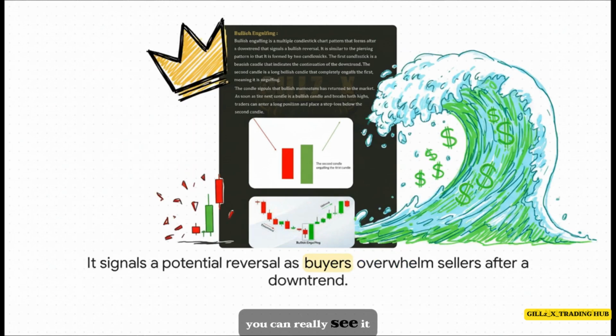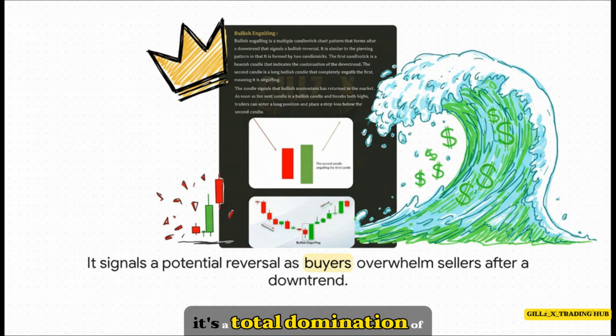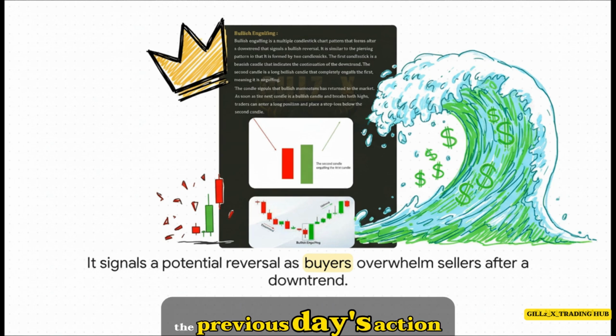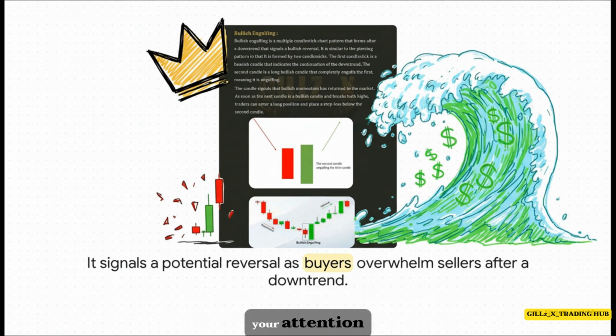You can really see it here. The sellers had their moment with that red candle, but then this absolute wave of buying just comes in and wipes them out. It's not just a little win for the buyers, it's a total domination of the previous day's action. That kind of move gets your attention.